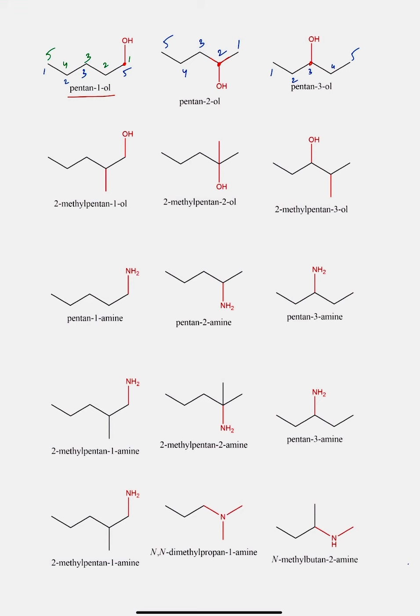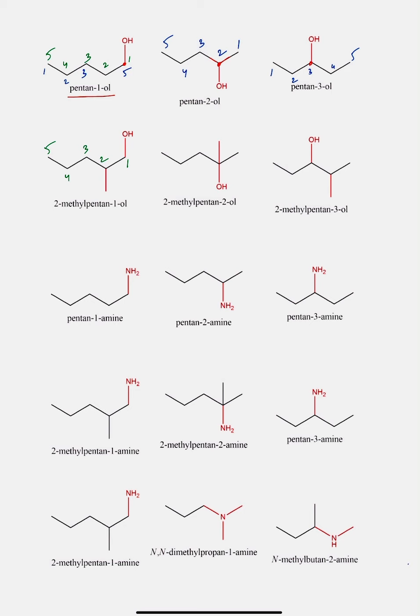What about this next structure? Where should I start numbering? Should I start numbering from right or left? By now you should be able to guess which is the better side to start numbering from. So here, because the substituents look like they are attached more towards the right, I start numbering from the right. So it's 1, 2, 3, 4, 5. So it is a 5 carbon chain with 1 methyl group at carbon 2 and 1 OH group at carbon 1. So the name is pentan-1-ol because OH is on carbon 1, and 2-methyl because there is a methyl group on carbon 2. What about this?